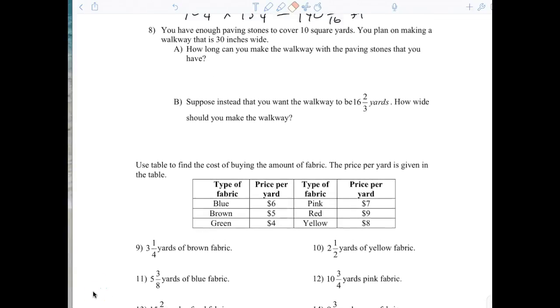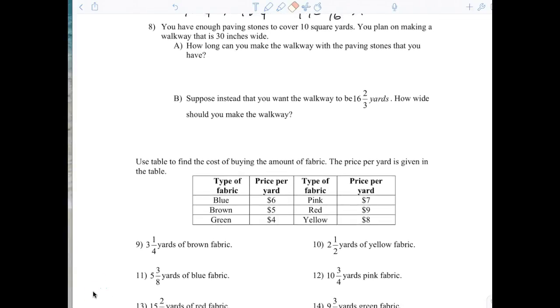Okay, so again, today, lots of time just going over word problems. Again, please, if you're not sure about something, raise your hand. If you don't understand fractions, it's very difficult, so please stay with me.